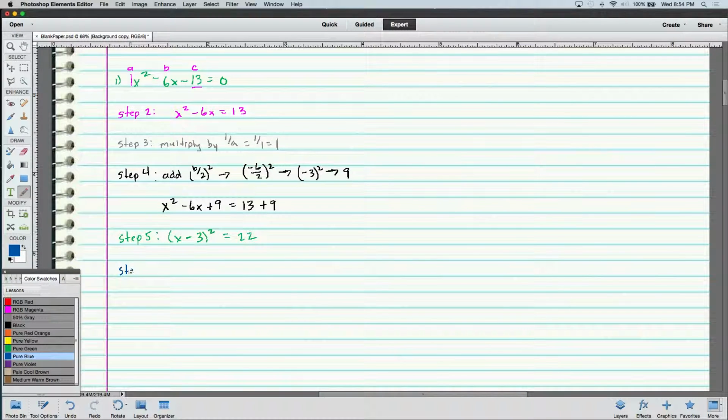Step number 6, use the square root property. So we're going to take the square root of the left side and the square root of the right side. And so what we're left with is x minus 3 equals plus or minus the square root of 22.